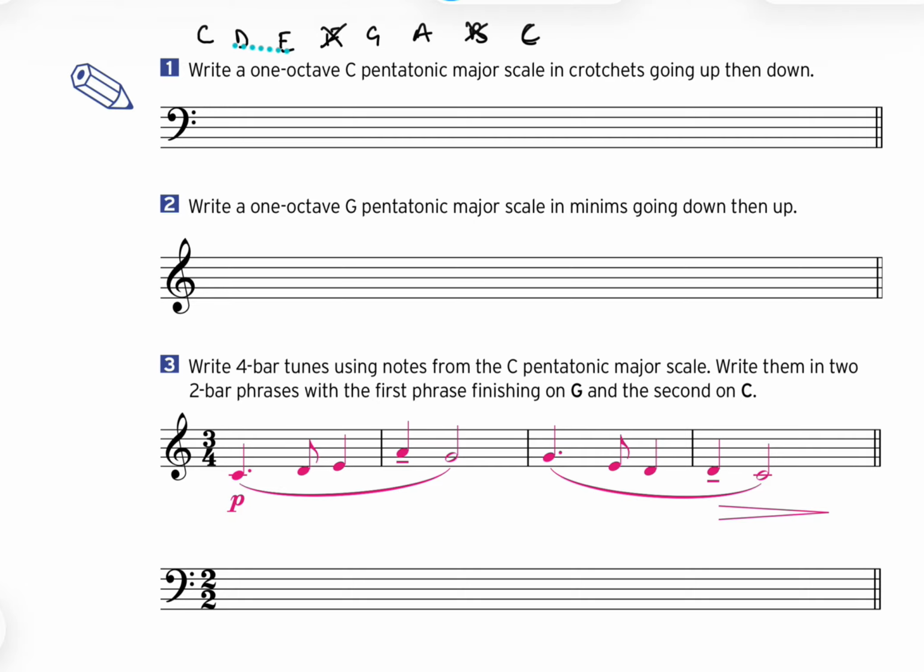So now if we make it, this is a bass clef. So we start from C. Let's go up in crotchet beat. So C, D, E, G, A, then we get our C here, then A, then G, and we get our C last. So we have to make the crotchet beat.